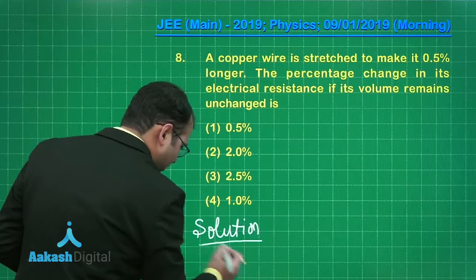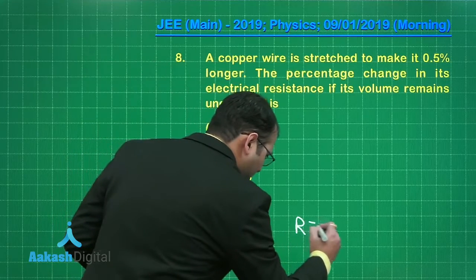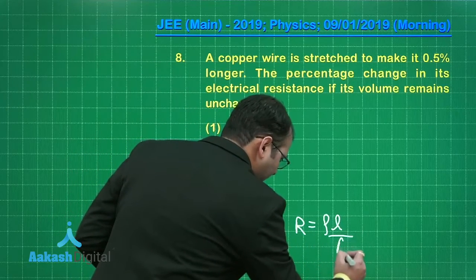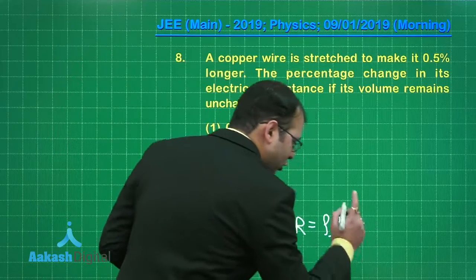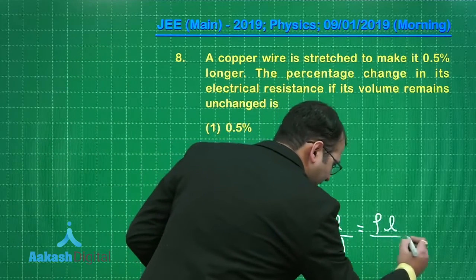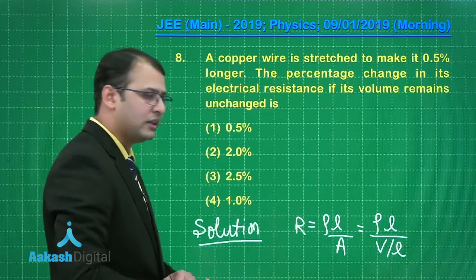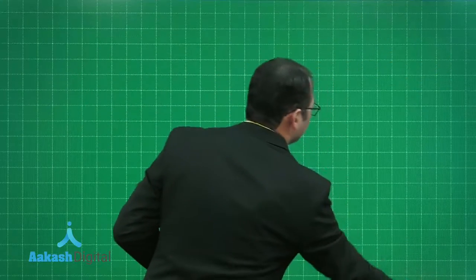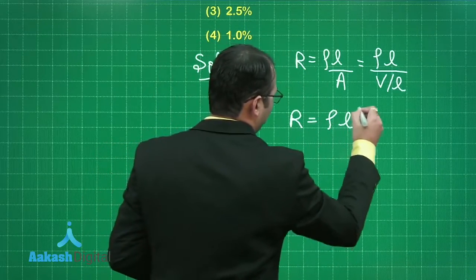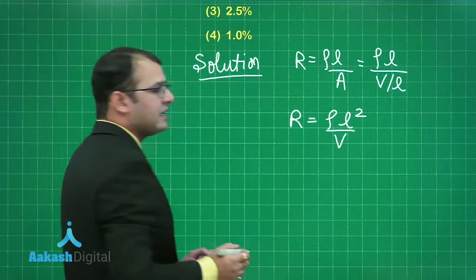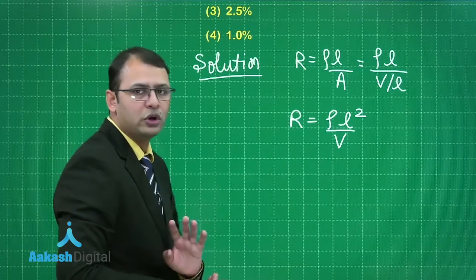Here the percentage change in resistance has been asked. So what's the formula for resistance? It's rho L by A, rho being the resistivity, L length and A the area. And if its volume is constant, I can also write it like this, V by L. That is, area can be written as volume by the length. Solving this, you will get R equals rho L square by volume. In any case, the resistivity and volume will remain the same. So the dependence of resistance is now only on length.